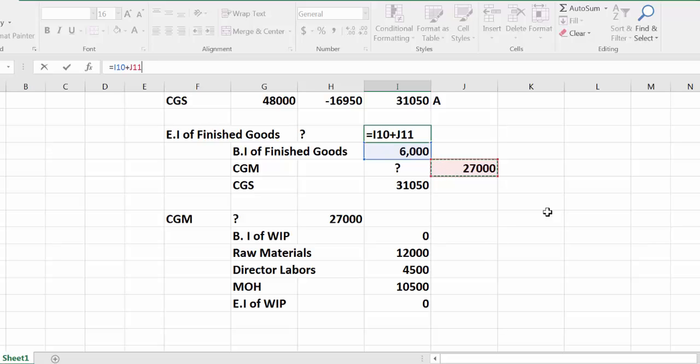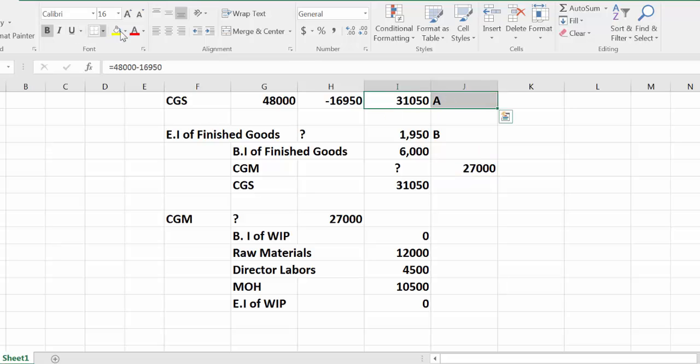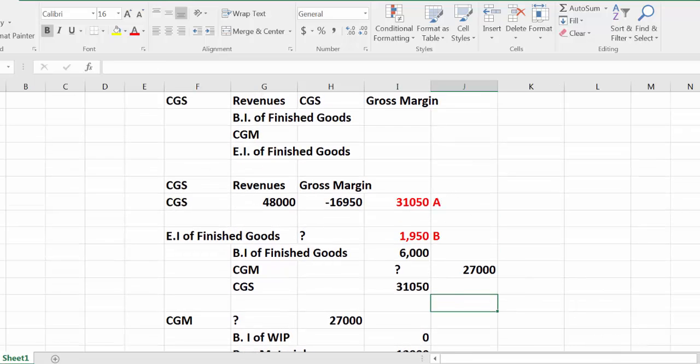When the products are finished, they are transferred from the manufacturing plant to the warehouse, and they are available for sale immediately. So we add 27,000 to 6,000. The total is the cost of finished goods available for sale in the warehouse. Then we subtract the finished goods being sold, CGS, which is 31,050. The result is the ending inventory of finished goods, which is 1,950. So that's answer B. I'm going to highlight those two values, which conclude the answer for case 1.